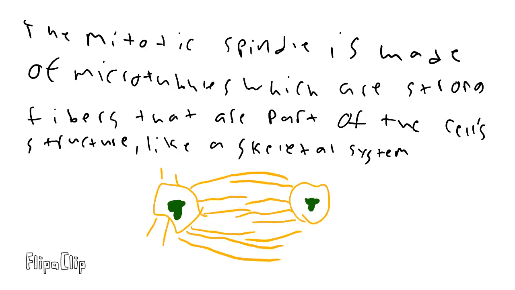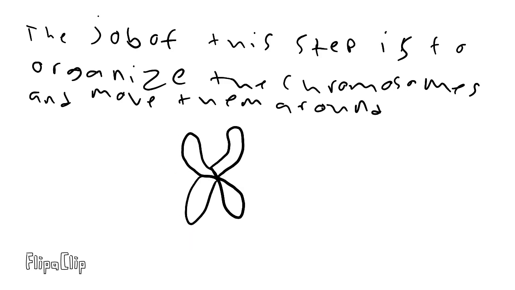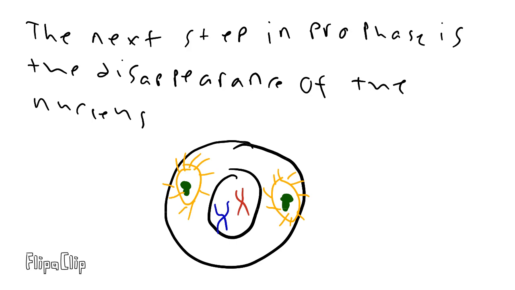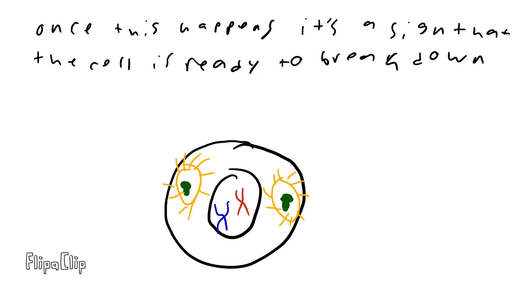The mitotic spindle is made of microtubules, which are strong fibers that are part of the cell structure, like a skeletal system. The job of this structure is to organize the chromosomes and move them around. The next step in prophase is the disappearance of the nucleus. Once this happens, it is a sign that the cell is now ready to break down.